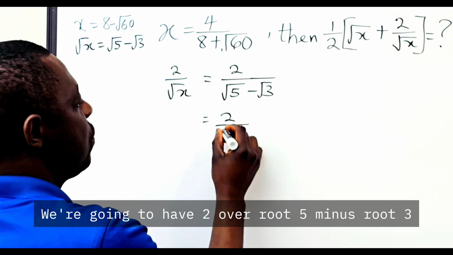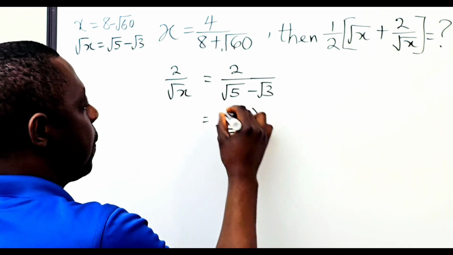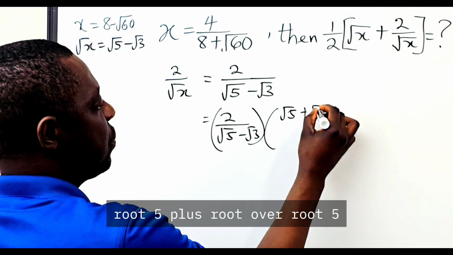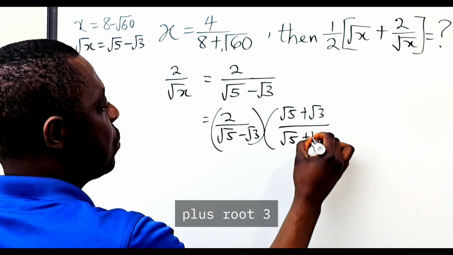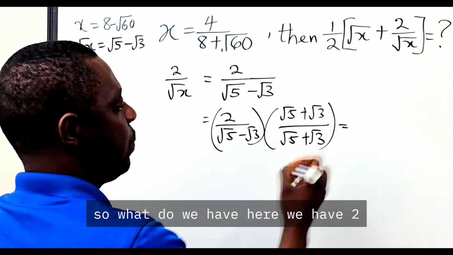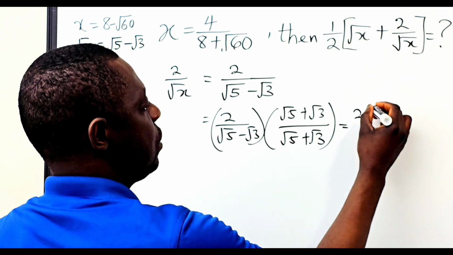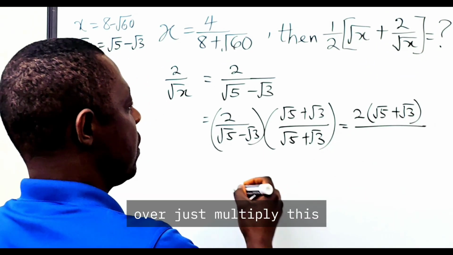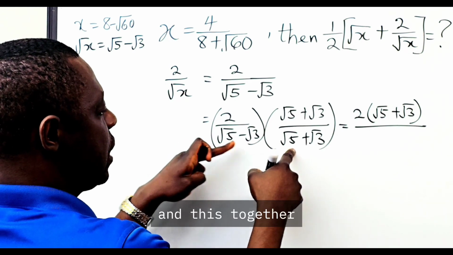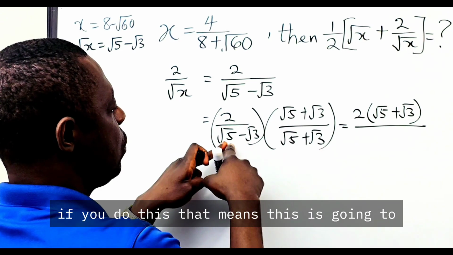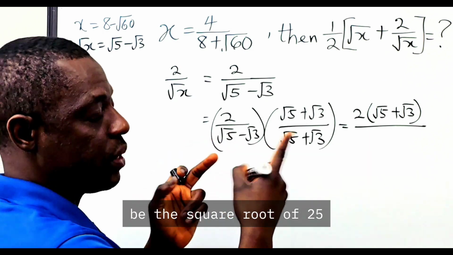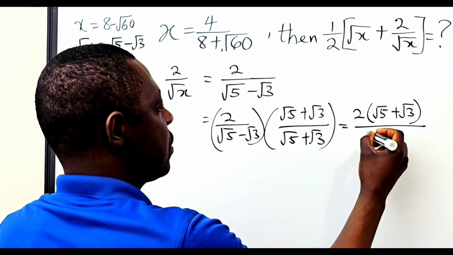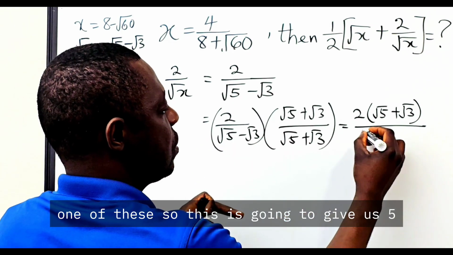We're going to have 2 over root 5 minus root 3. And the conjugate side of this one will be root 5 plus root 3 over root 5 plus root 3. So what do we have here? We have 2 into bracket root 5 plus root 3 over, just multiply this and this together and this together. So if you do this, this is going to be the square root of 25, which is the square root of 5 squared, and that's going to give us 5.